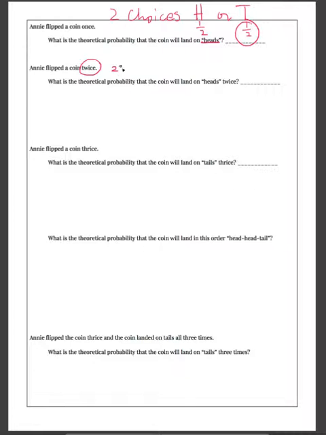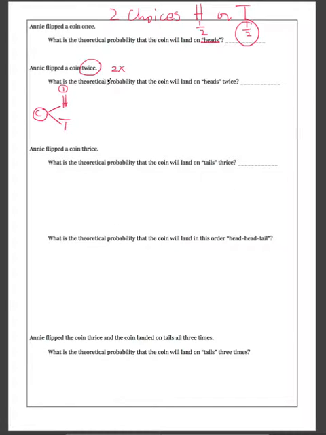Twice means 2 times. What is the theoretical probability that the coin will land on heads twice? For this, we need a probability tree. Now, in order to avoid confusion, because some of you might start with heads, no, you start with the coin. So this represents the coin, okay? Now the coin, when you flip it, can go either way. It can go heads or tails. So this is the first event, okay? You'll flip it, it will either be heads or tails.